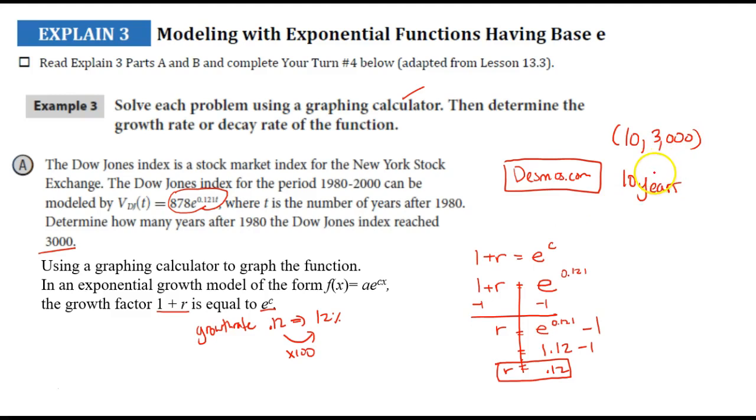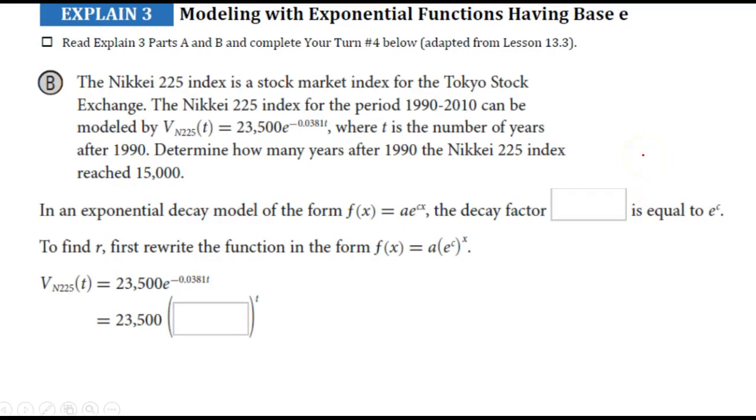All right, so let's go on to part B. So it says the Nikkei 225 index is a stock market index for the Tokyo stock exchange. And from 1990 to 2010, they can model the growth using this function here, where t is the number of years after 1990. And they want to determine how many years after 1990 the index would be worth about $15,000.